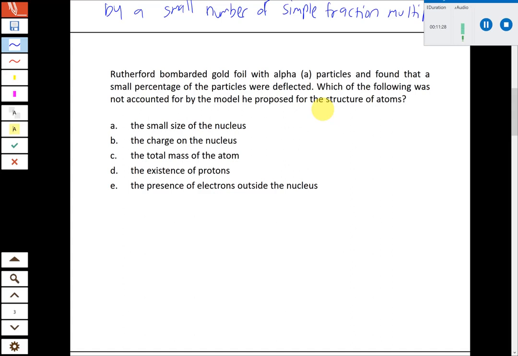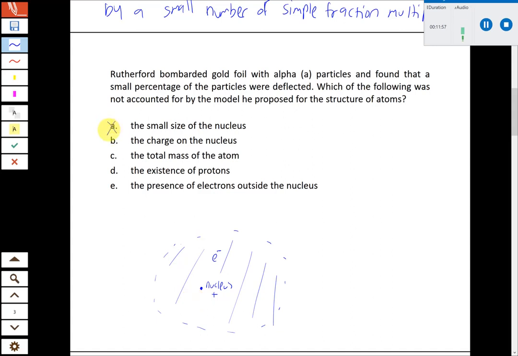All right, so basically what Rutherford's model led to, as we kind of already talked about, is that in an atom you're going to have a small nucleus with all of the positive charge, and then around that, in a very large area, mostly empty space, you're going to have the electrons sort of surrounding that. But again, they're going to be mostly empty space at any given time. So which of the following was not accounted for? So A, the small size of the nucleus. This one was certainly accounted for by the Rutherford model.